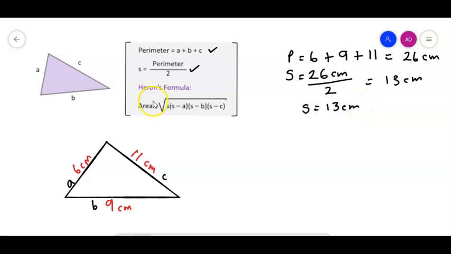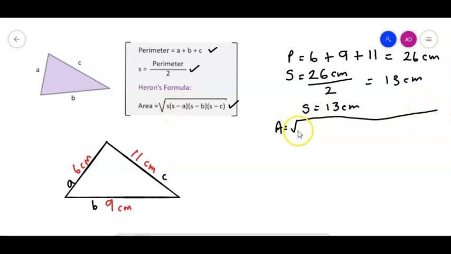Now we need to pop all of the values into Heron's formula here. So we've got S, the semi-perimeter. We've just calculated that to be 13. We've got A, which is 6 centimetres. We've got B, which is 9 centimetres, and we've got C, which is 11 centimetres. So I'm going to write area equals and just pop those values into the formula.